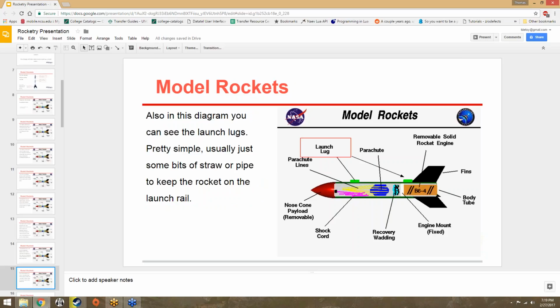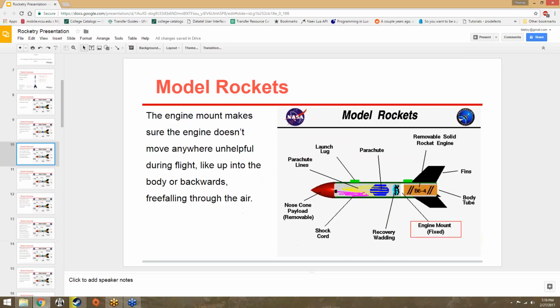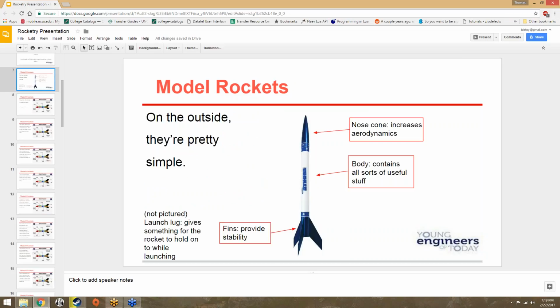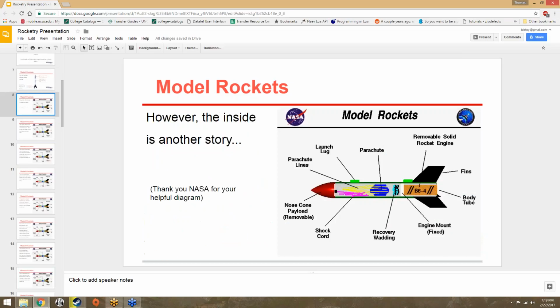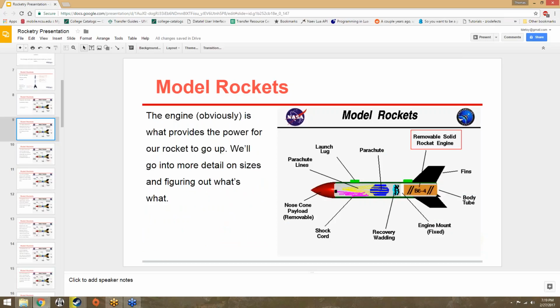And then, yeah, on this diagram you can see launch lugs. So in the end, this is more complicated, more complex than the outside of the rocket, but it's still not too bad. Basically, it's just a recovery system. The engine's mounted on the inside, and then there's an entire recovery system to make sure you can at least get the rocket back. And that's about it. Otherwise, it's not too crazy in here, right? Like, I mean, it makes sense.